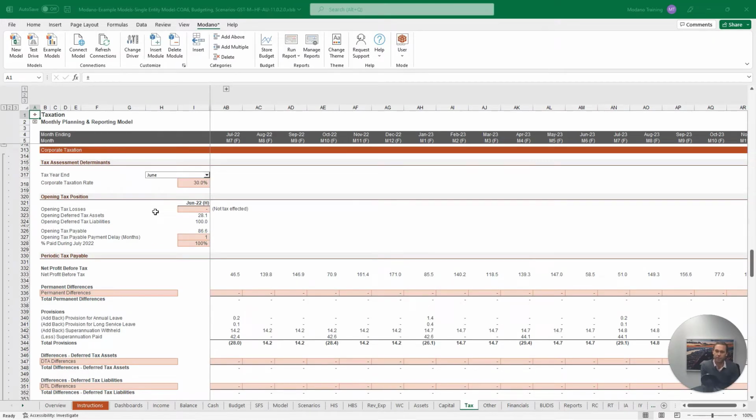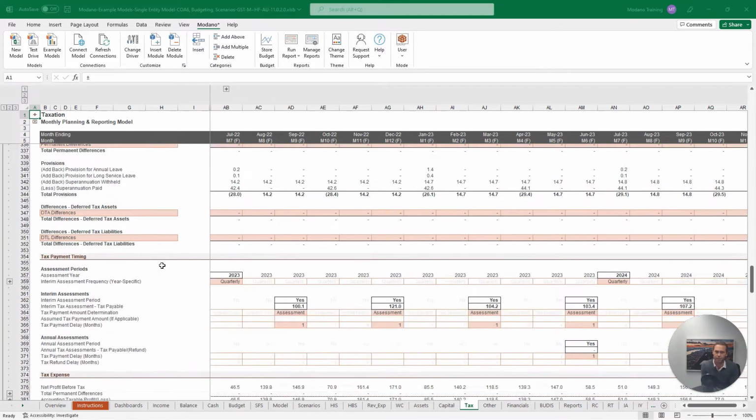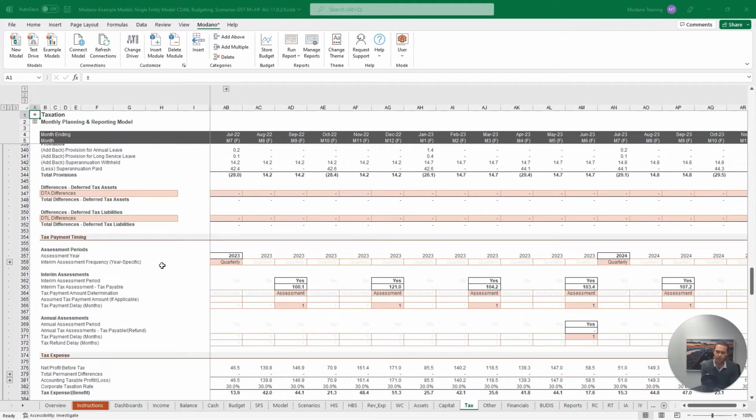Looking at the top of our corporate tax analysis, in this example, a June tax year end and a 30% corporate tax rate has been assumed, with no tax losses and 100% of the opening tax payable of 86.6 being brought through from our historical balance sheet assumed to be paid in the first forecast period of July 2022. The periodic tax payable assumptions are used to calculate the forecast tax expense and tax payable by the business, which will differ due to differences between the accounting and tax treatment of certain revenues and expenses. Finally, the tax payment timing assumptions are then used to determine when tax assessments take place and when the resulting tax liabilities are paid to the tax body.